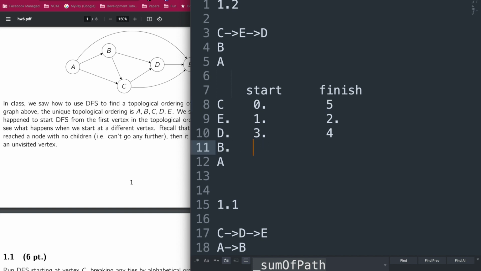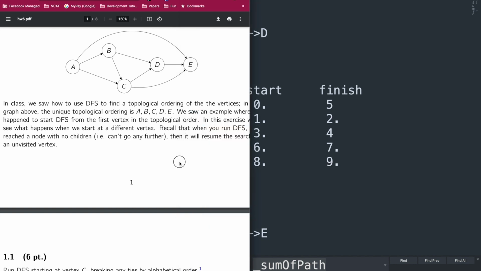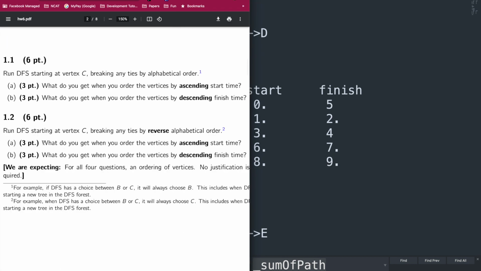Then we went to B. Its start time was 6 and we finished it immediately because there was nothing else to do, so its finish time was 7. Then we went to A. Its start time was 8 and then we finished it immediately. So these are the numbers you get, but the questions are going to ask you, what do you get when you order the vertices by ascending start time?